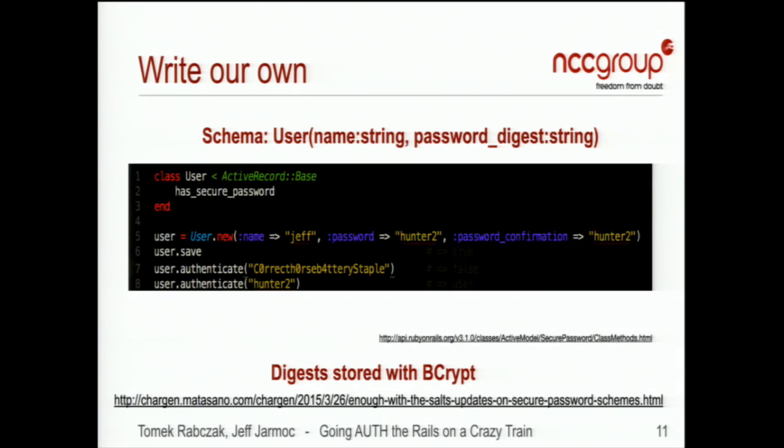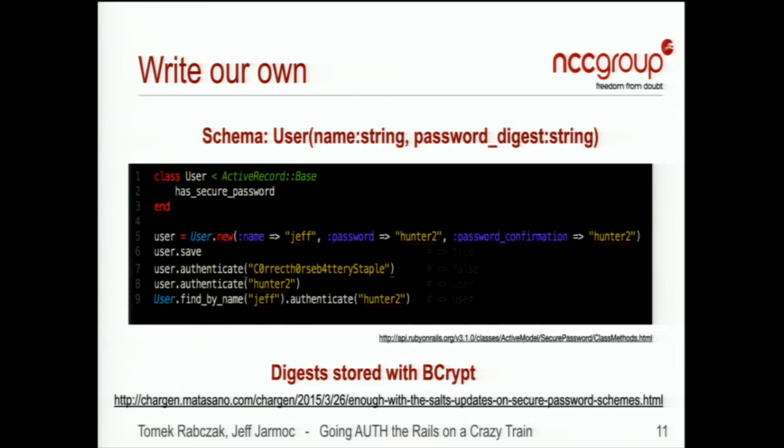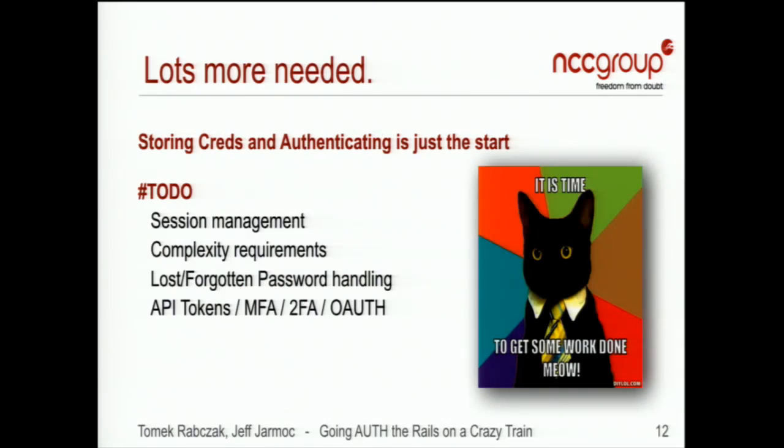The passwords are digested and stored as bcrypt digests in that password digest string, but we can just handle them as password and password confirm attributes on our model. So it's kind of nice. But what we have here is really just an authentication function. It's not really an authentication system. And there's a lot more that we need to do there. Storing credentials and having an authentication function is really just the start.